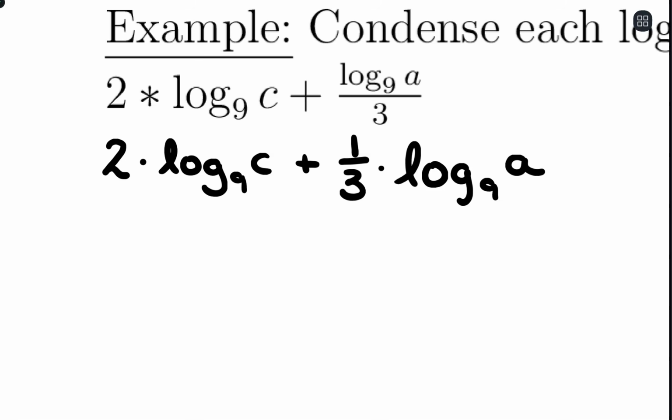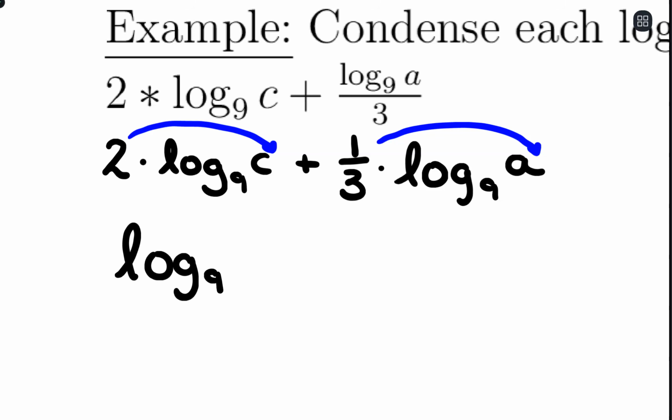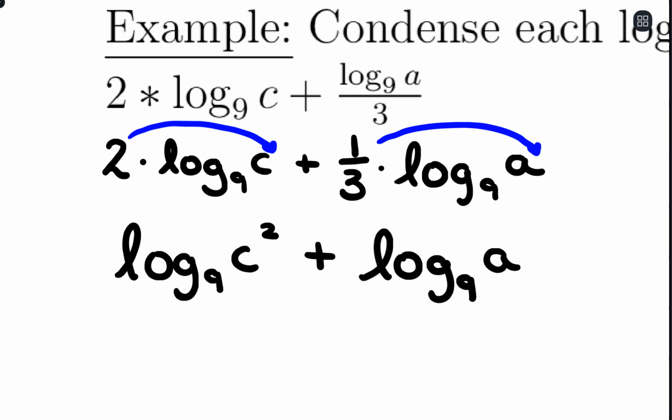Okay, so we have these numbers out front, and what we need to do is get those inside the logarithm. So what we're going to do is reverse that exponent property. So having a 2 out front multiplying is the same as bringing that in as an exponent of 2. And having the 1/3 multiplying outside is the same as bringing it in as an exponent on a. So 2 times log base 9 of c is the same as log base 9 of c squared. And then plus 1/3 log base 9 of a is the same as log base 9 of a with a power of 1/3.